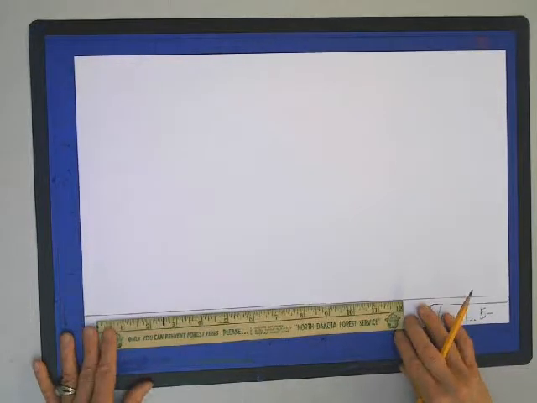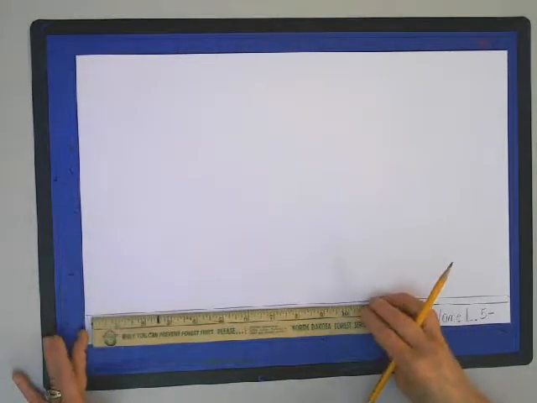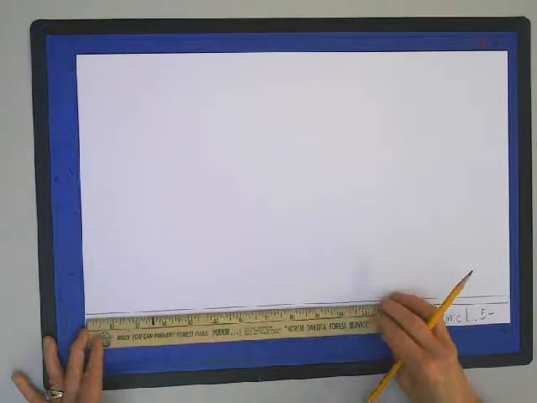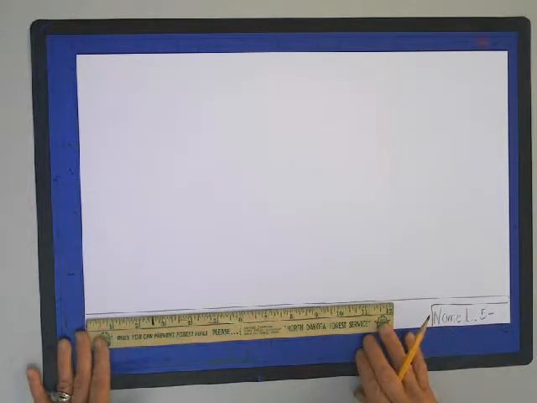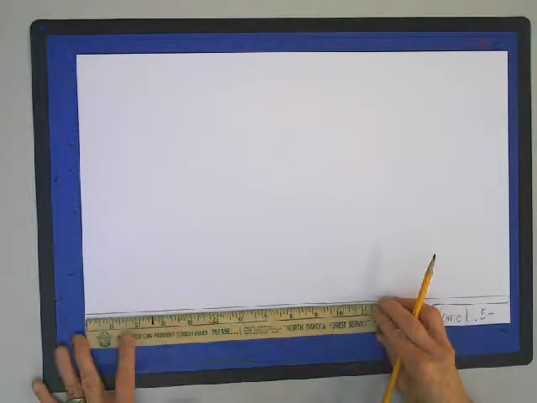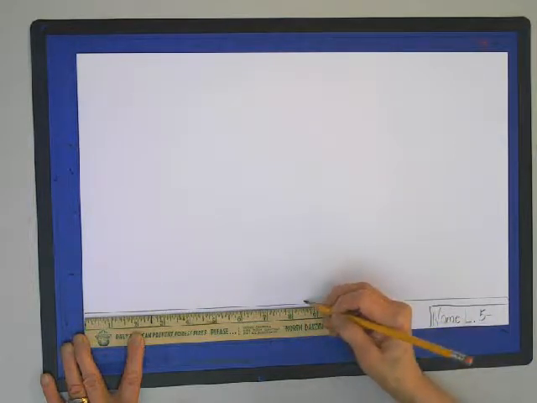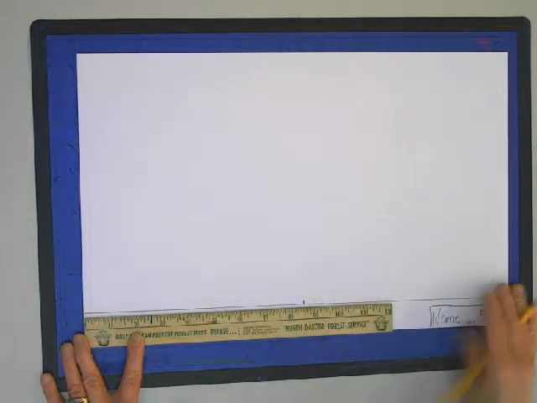The next thing that we're going to do is we want to find the middle of our paper widthwise. And our paper is 17 inches. So we are going to make our first mark, which is at 8.5 inches. So I have my 8 here, and as I go to my half, in between the 8 and the 9, I'm going to make a little guiding mark for myself right there. Okay, that shows us the halfway point.